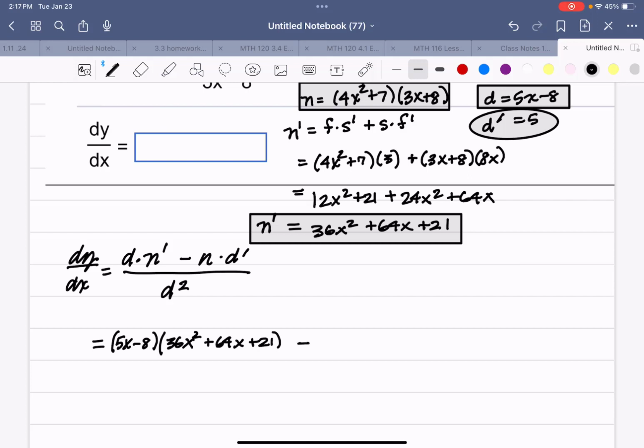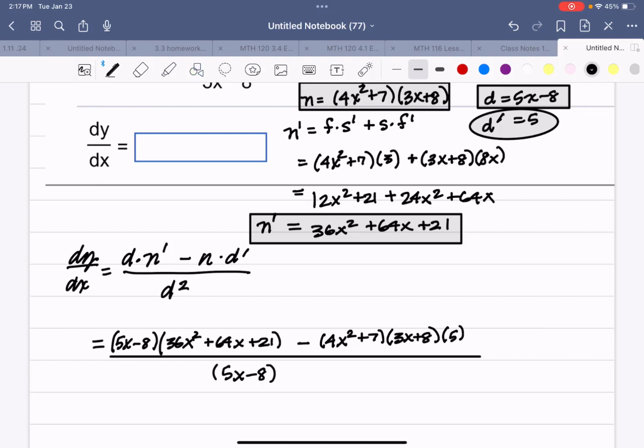minus the original numerator, those two binomials, 4x squared plus 7 times 3x plus 8, times the derivative of the denominator, which was just a 5. And all of that is over the denominator squared. So this is your half credit.